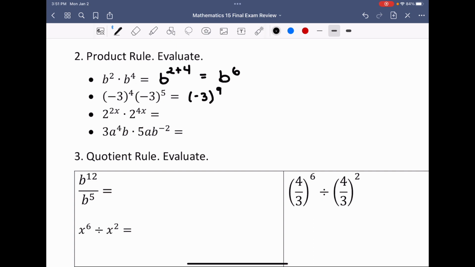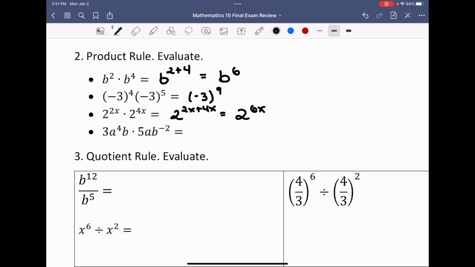We have a base of 2 to the 2x times a base of 2 to the 4x. Well, our common base is equal to 2, and we add those exponents, 2x plus 4x. 2x plus 4x is going to be equal to 2 to the 6x.